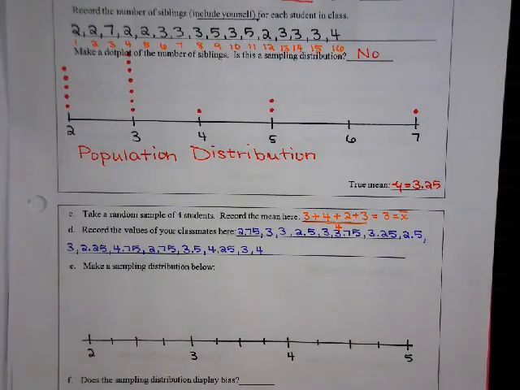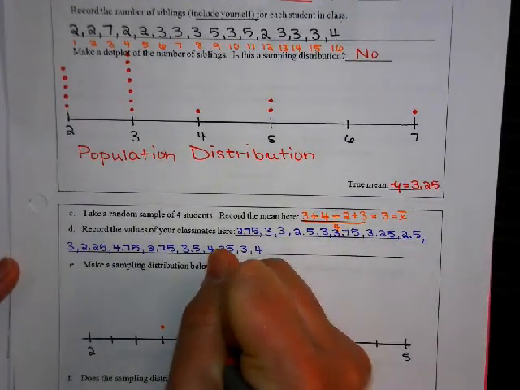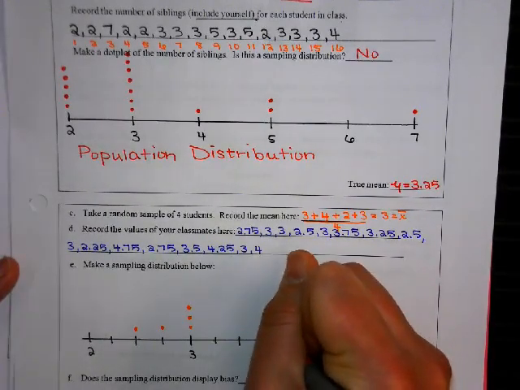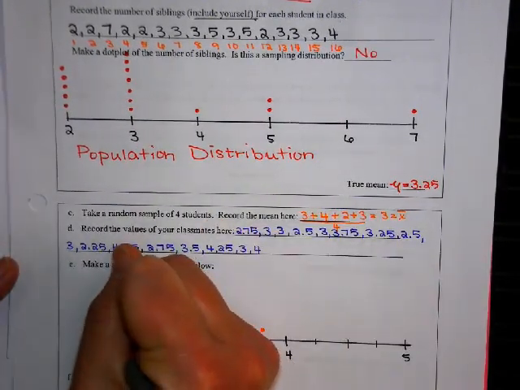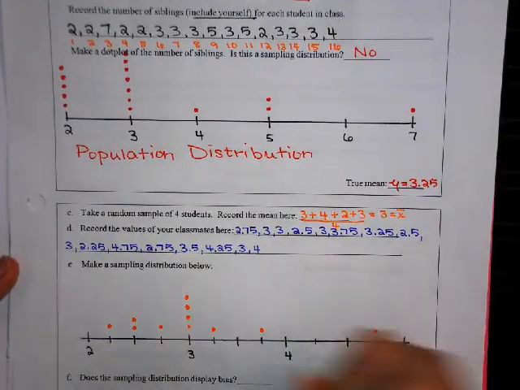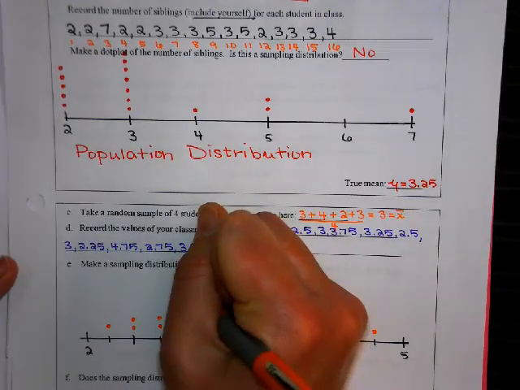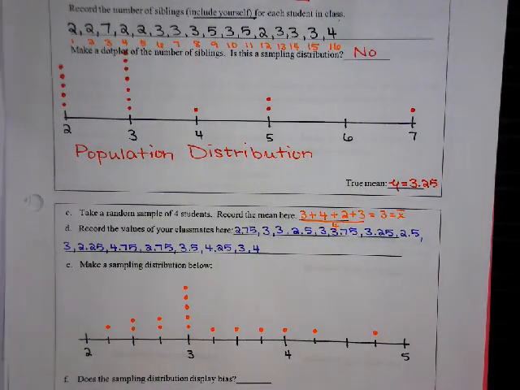So we have 2.75, 2 3s, 2.5, another 3, 3.75, 3.25, 2.5, 3, 2.25, 4.75, 2.75, 3.5, 4.25, 3, and a 4. And this time it is a sampling distribution because we are looking at the samples.